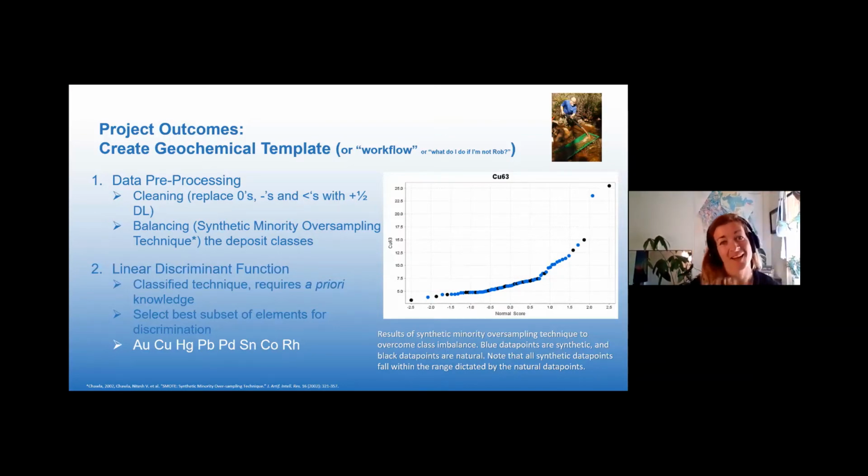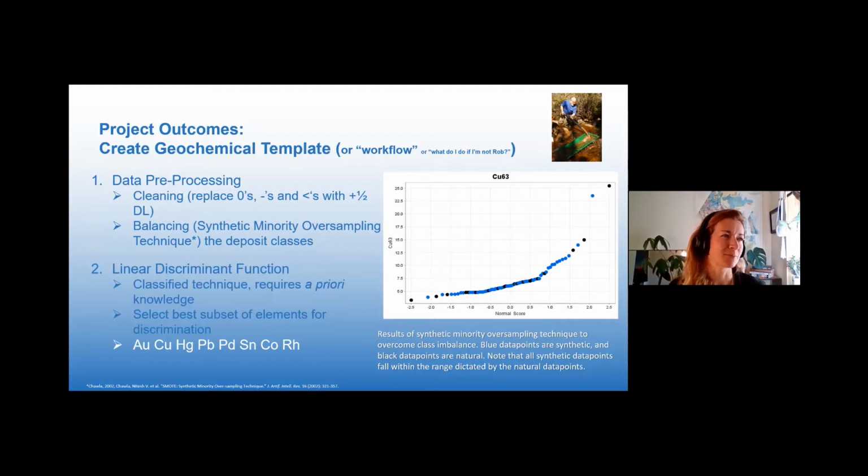Thanks, Vanna. So thank you to Rob very much for that. And the next part of the presentation is dedicated to creation of this geochemical template or workflow, or to try and answer the question, what do I do if I have gold grains, but I'm not Rob Chapman and I don't have a lifetime of experience looking at microchemical mineral inclusion data? So that's what we'll go through today.